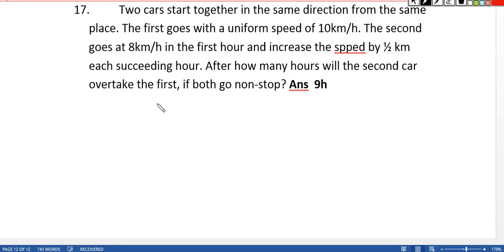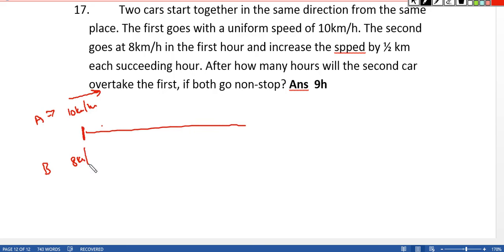So we have two cars starting together in the same direction from the same place. The first goes with a uniform speed of 10 km per hour. So both of them start at the same point and they travel towards the same direction. So this is car A. This guy travels at 10 km per hour, and there is car B. He travels at 8 km per hour.